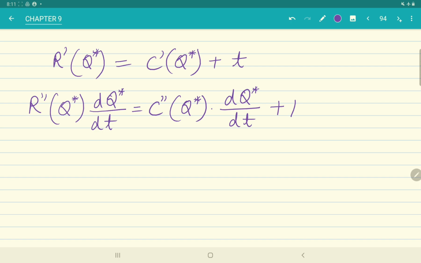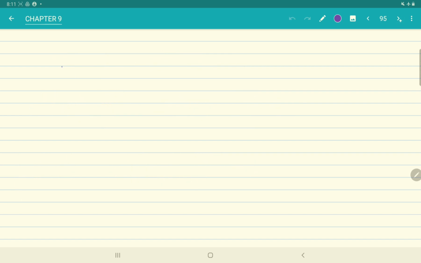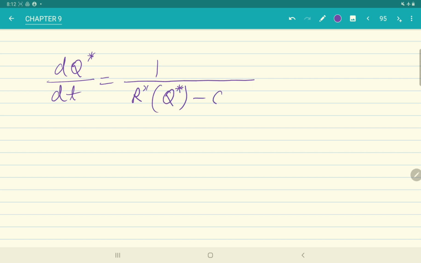Now I can just solve for dQ star by dT, and when I do that, I get R double prime Q star minus C double prime Q star, times dQ star by dT, equal to 1. So dQ star by dT will be equal to 1 divided by R double prime Q star minus C double prime Q star.